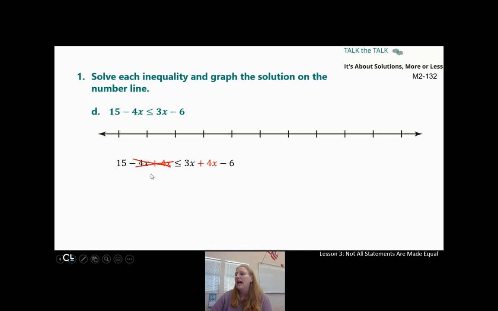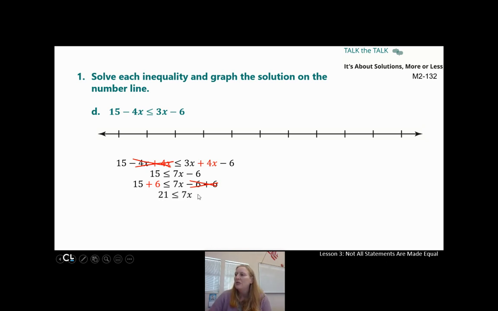So those cancel out, and I have 15 is less than or equal to 3x plus 4x, which is 7x minus 6. Next up, let's get rid of that minus 6. Of course, we will do that by adding 6 to both sides. Sorry, my colors went a little off. So we will add 6 to both sides, which of course cancels these out. That's why we did it. And 15 plus 6 gives me 21.